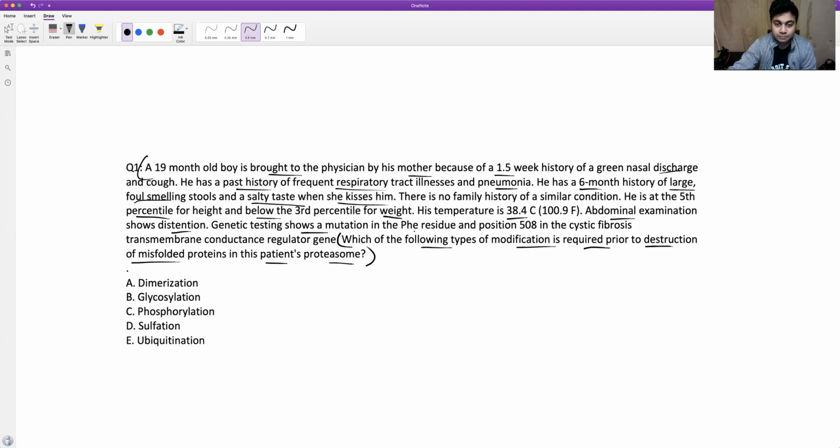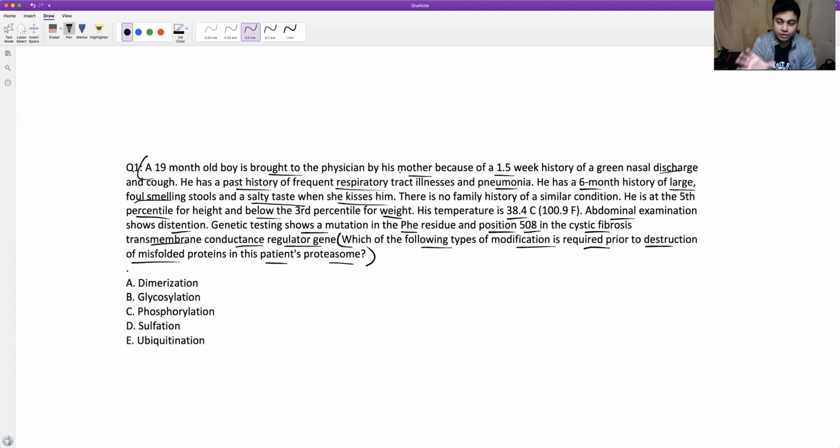Genetic testing shows a mutation in the phenylalanine, PHE, phenylalanine residue, at position 508 in the cystic fibrosis transmembrane conductance regulator gene. So in this gene, there is a mutation. If you don't know about the mutation, that's fine. These questions throw difficult and critical words at you to confuse you. But if you have read the biochemistry already, you know that this F508 mutation is the most common mutation in cystic fibrosis.